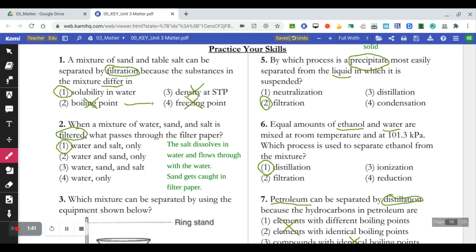So these 2 I can eliminate because there's nothing about temperature here. Heating or cooling or anything like that. Density might be a little bit tricky because you might think that that's true, but because the sand does not dissolve in the water, that's the property I'm utilizing to separate it from the table salt.